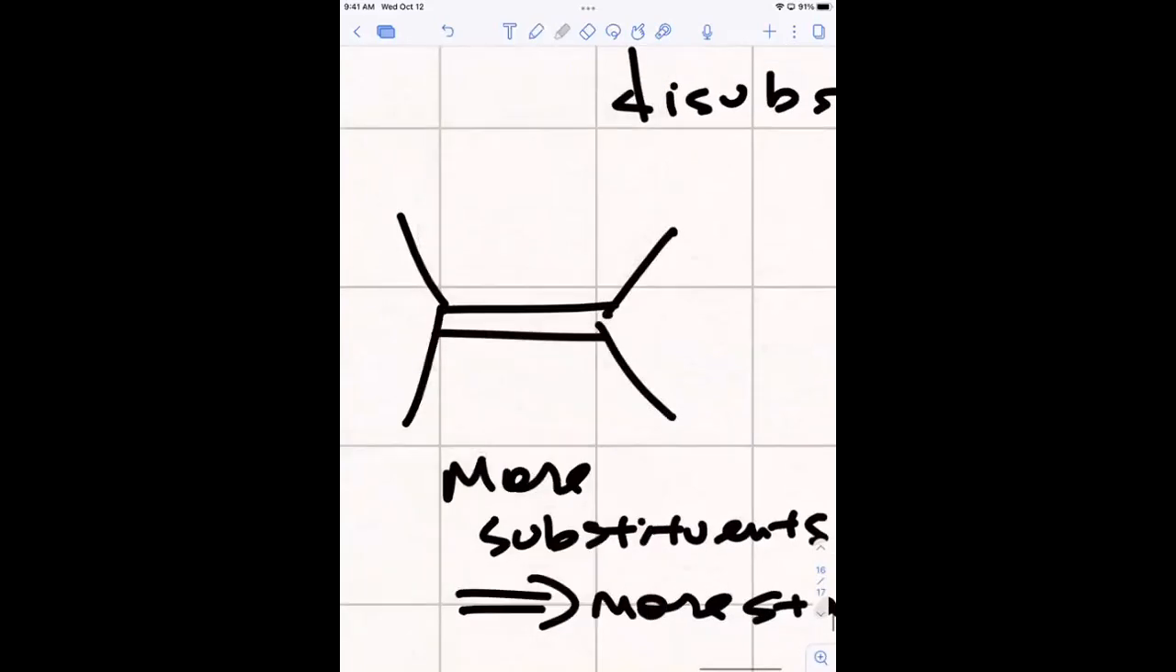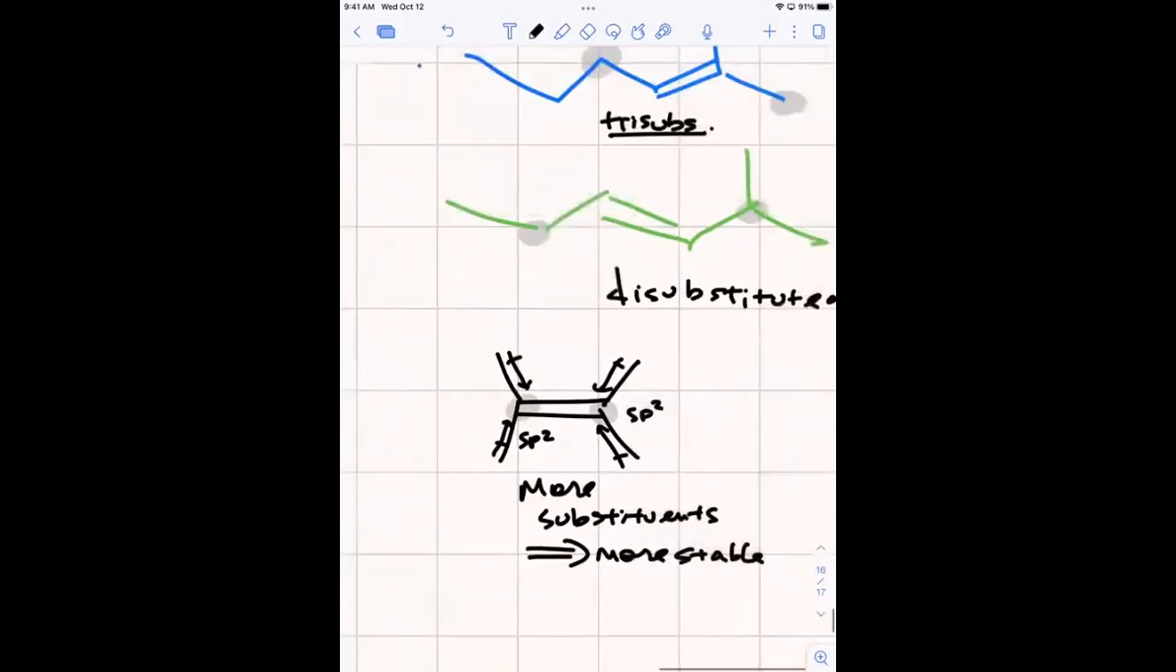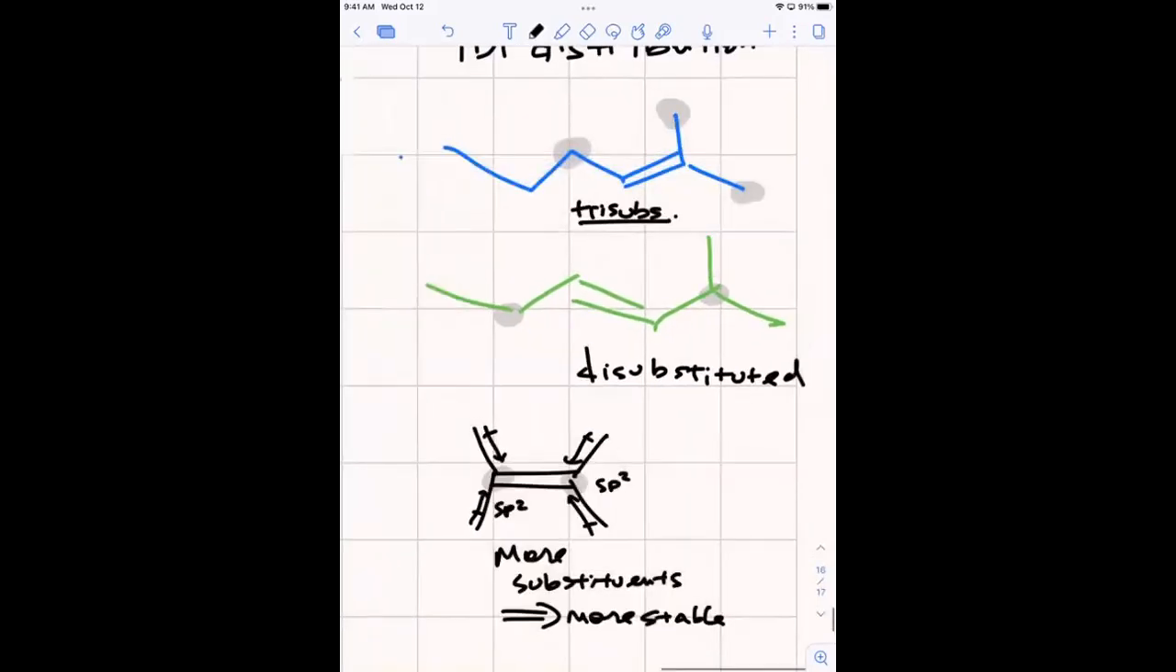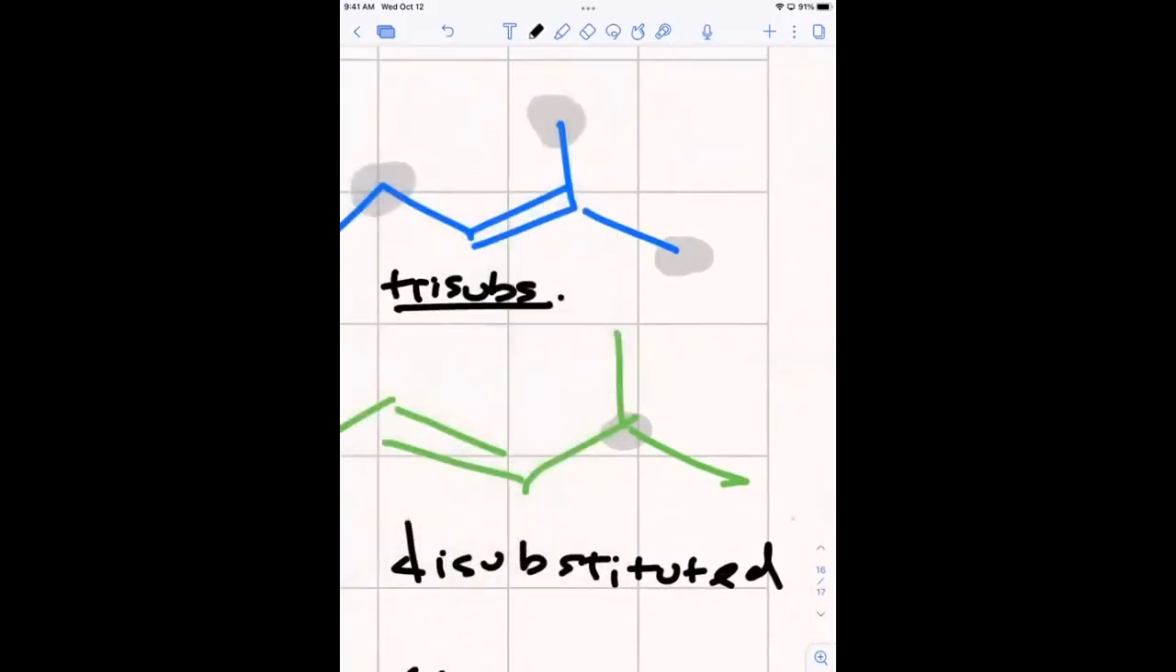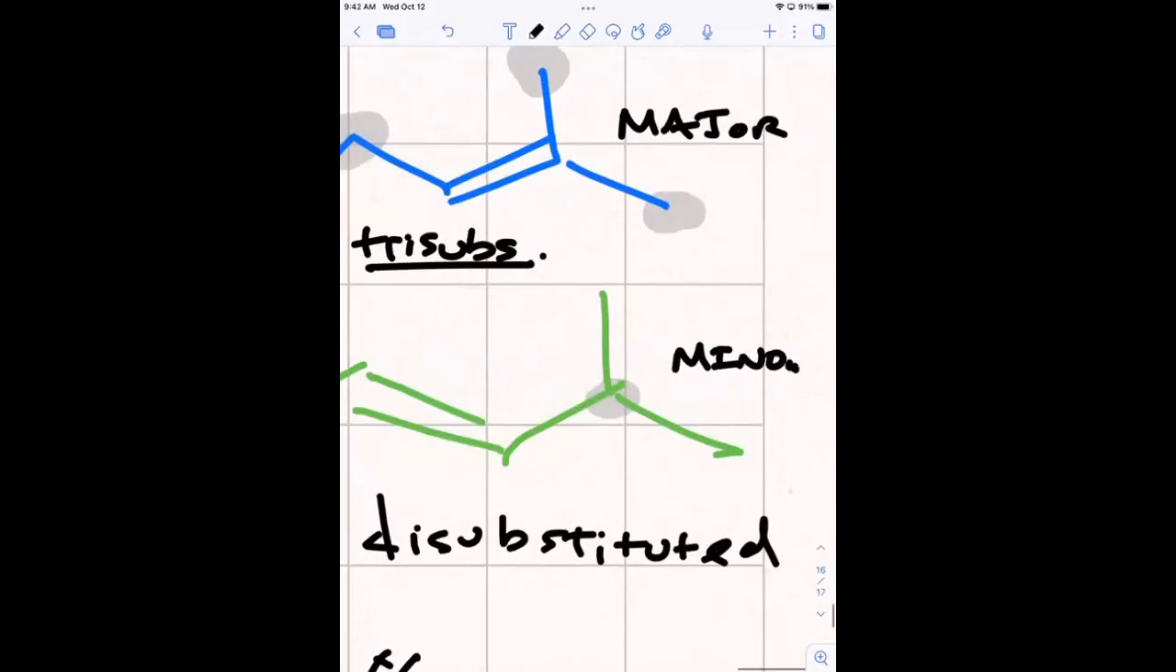I remember talking about these carbons being sp2, and these carbon-carbon bonds donating toward them and stabilizing the sp2 carbons. So there are dipoles all the way around this thing. The more substituents you have, the more stable the product is going to be. So the trisubstituted product is going to be major, and the disubstituted is minor because it is less stable.